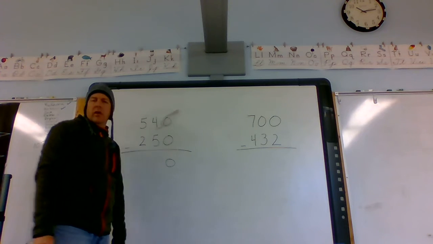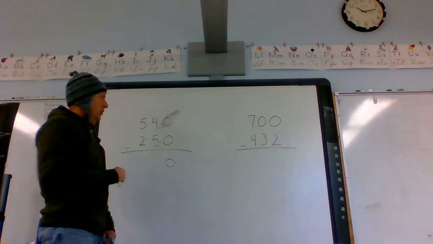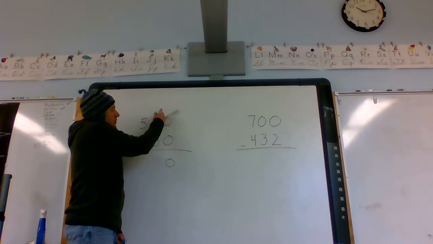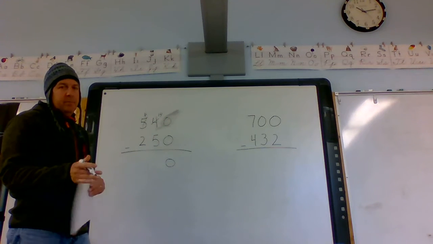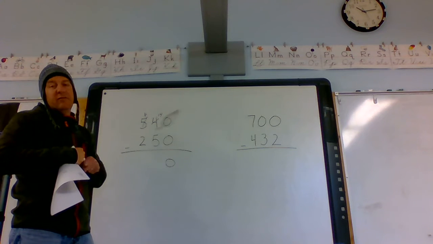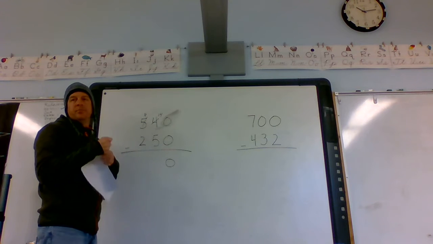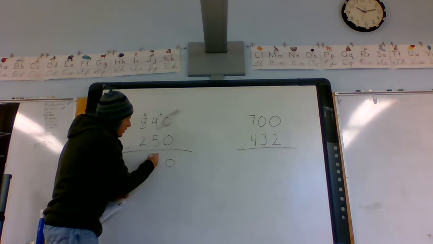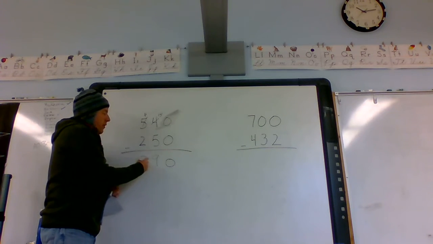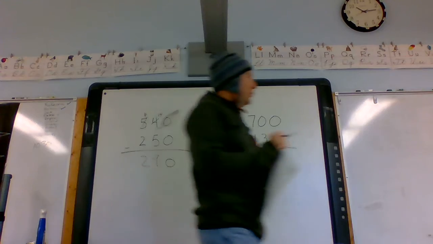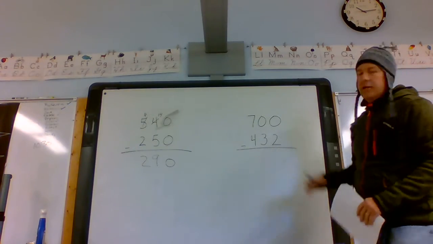4 minus 5, can we do it? If I have 4 apples, can you take 5 from me? No, so we need to borrow, right? So that becomes a 14, the 5 becomes a 4. Okay, remember how we do that? We've done this so many times. All right, so 14 minus 5, 9. And 4 minus 2, 4. There's our answer, 290. 290. Okay, so now this is where it gets tricky.